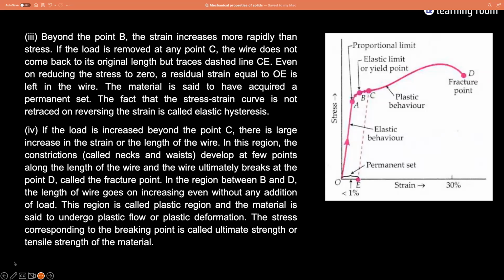Now, if the load is increased, you have already created a permanent set in the material. Now what are you doing? You're not letting the material relax. You're again increasing the load, let's say beyond the point C. There is a large increase in the strain or the length of the wire. So as soon as you start increasing, the strain will become more.